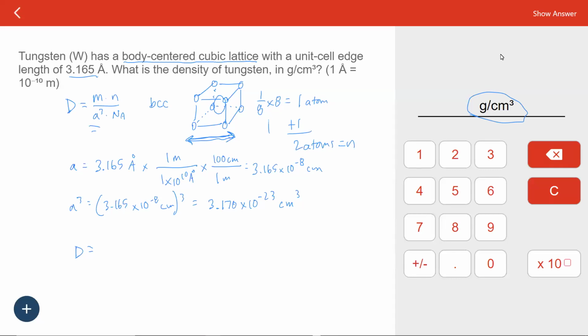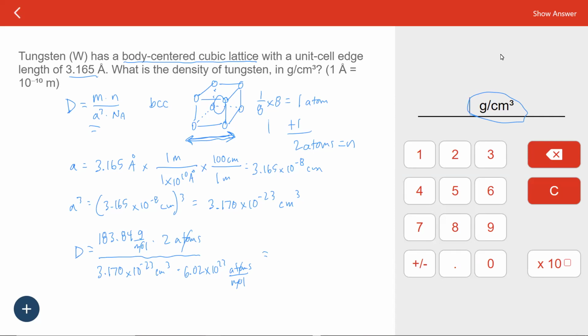We got the molar mass, which is, we look on the periodic table, we see 183.84. Let's write out all of our units. There's 2 atoms in our BCC. Then we have a volume of 3.170 times 10 to the minus 23rd centimeters cubed. And then we have Avogadro's number, which is how many atoms there are per mole. We'll cancel our units. Atoms gone, moles gone. We're left with grams per centimeter cubed, which is what we want.